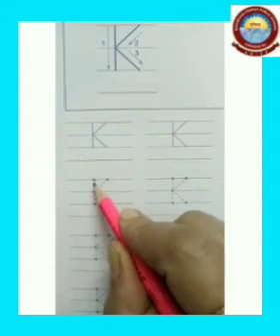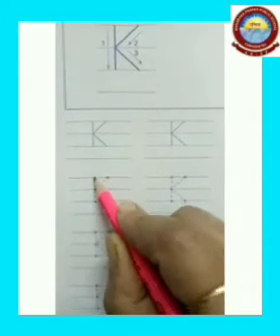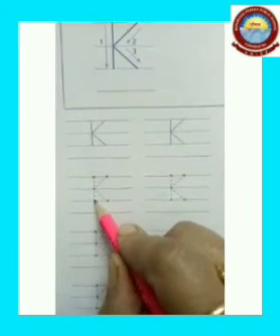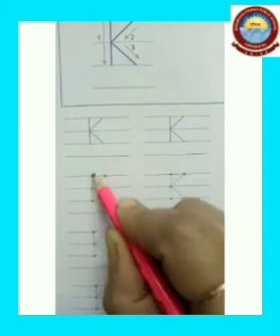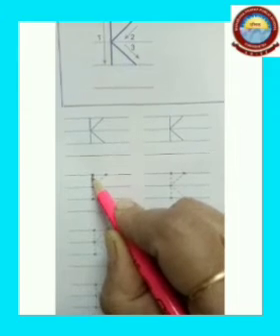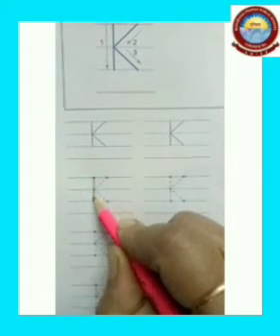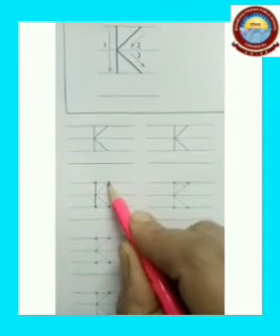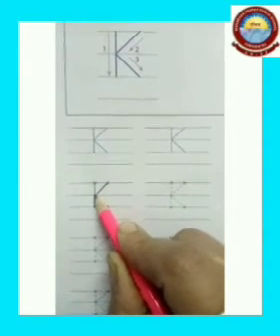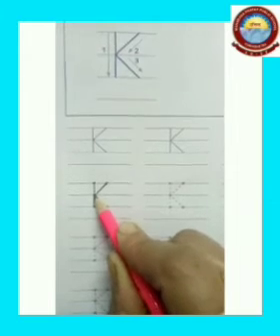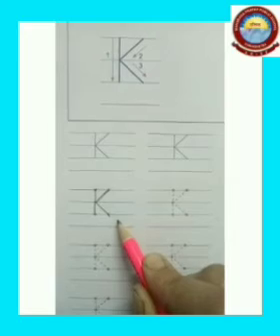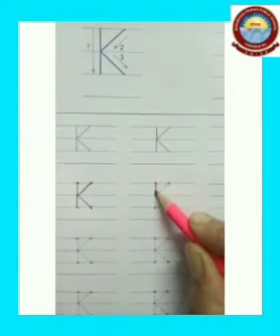First make standing line from first red line to second blue line. So students, start from the top and draw standing line first. Draw left slanting line like this, and then we will make right slanting line. This is letter K. K sounds K.